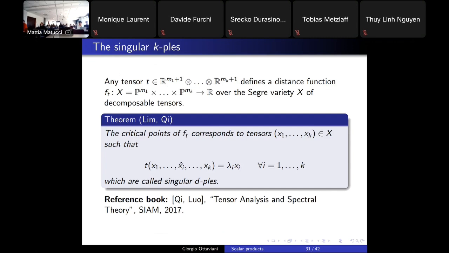The theorem by Lek-Heng Lim and Liqun Qi, they proved independently, at a distance of months, and there are two published papers. These are exactly the critical points, and you can call them singular tuples. And Liqun Qi published a book on that, which you can call the spectral theory of tensors, understanding these.